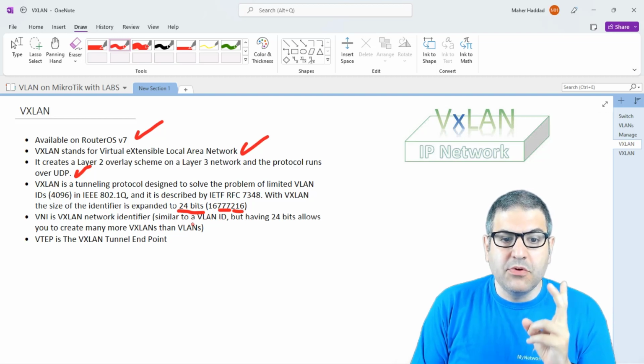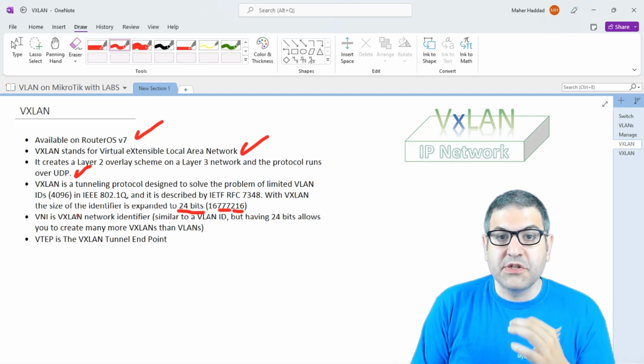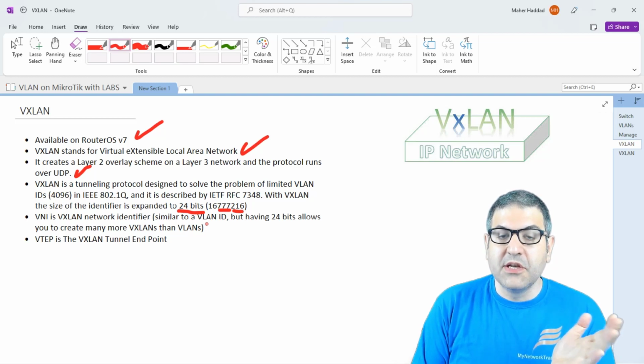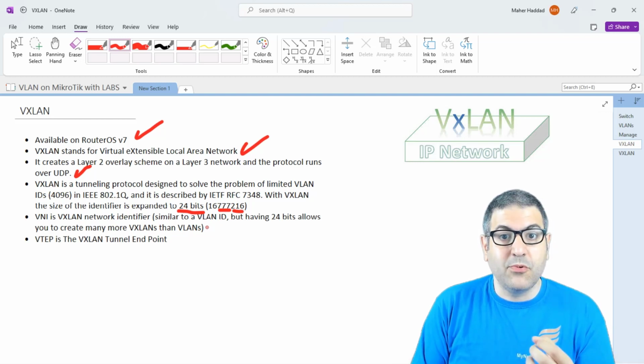Now, two important things to know about the VXLAN when we are going to do the configuration: you have something called VNI and you have VTEP. Those two terms you have to know exactly. VNI is the VXLAN network identifier, the network identifier. It's like the VLAN ID when we were talking about VLANs. On VLANs, we have the VLAN ID, for example VLAN 100, VLAN 200. On VXLAN, we have the VNI, so you can also put 100, 200 or whatever.